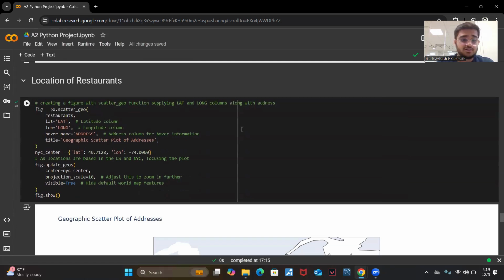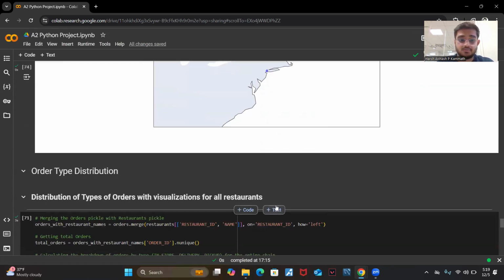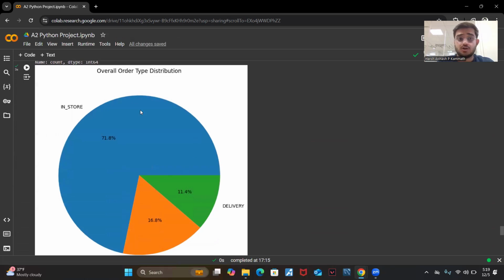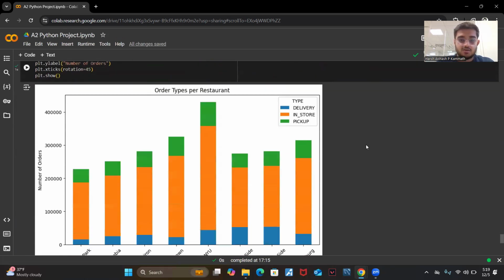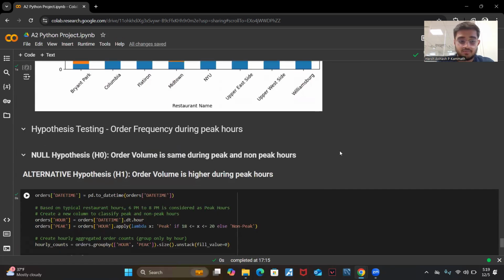We also used ScatterGeo to plot the locations of the restaurants, but we didn't feel that it would be beneficial to put in the presentation, but we have it here. We also have the overall order type distribution using a pie chart, and then a bar chart to display the spread across restaurants.